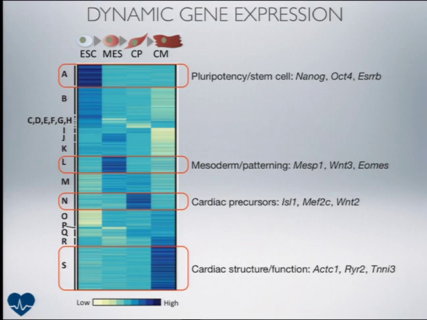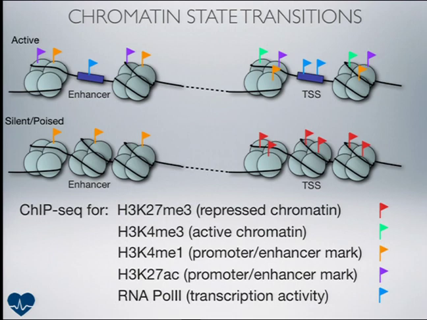And so the next thing that we did then is to do chromatin immunoprecipitation coupled with deep sequencing, so ChIP-seq, for four histone modifications and the initiating form of RNA-Pol2. So just a handful of marks, but it turned out to be a very informative set. And so what we looked at was H3K27 trimethylation. That's most often associated with repressed chromatin. That's these little red flags. H3K4 trimethylation associated with active chromatin, these little green flags.